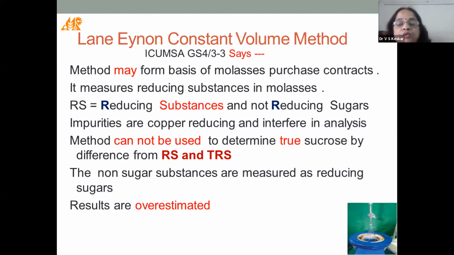determine true sucrose by the difference between reducing sugars and total reducing sugars. The non-sugar substances are measured as reducing sugars. We don't know which are reducing sugars and which are reducing substances. So, as we are measuring all the reducing substances by this Lane-Eynon titrimetric method, the results are overestimated.